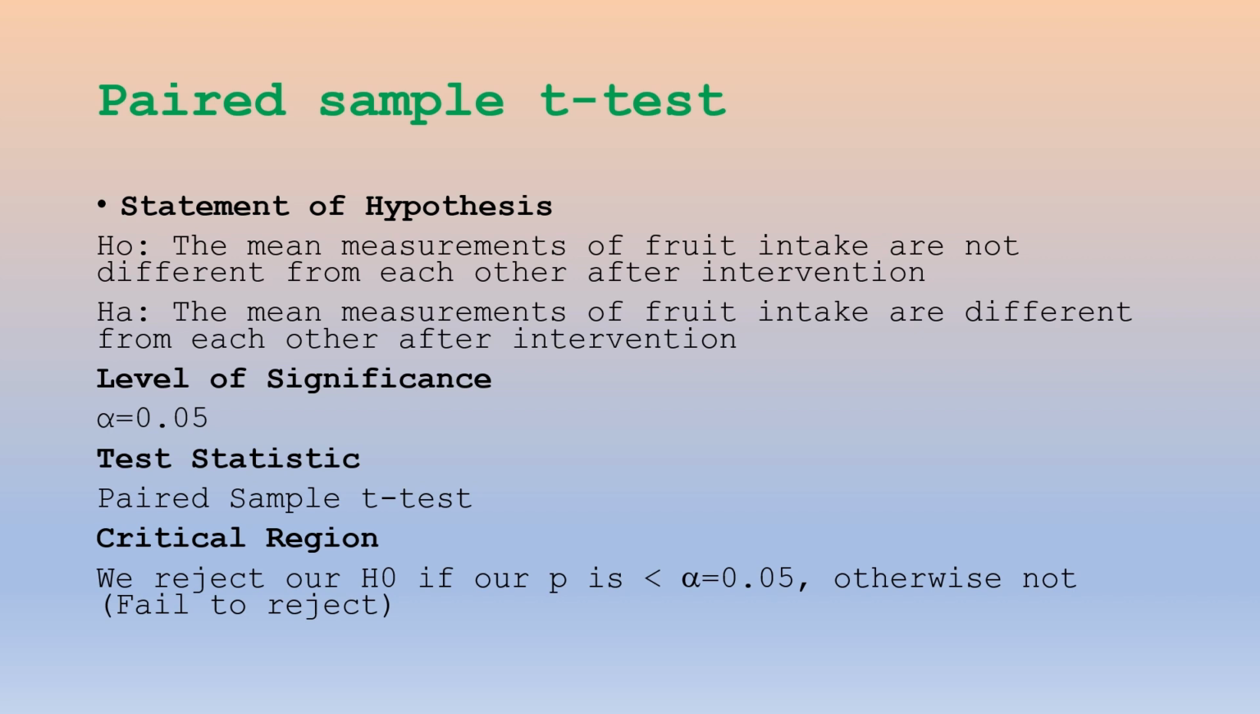Then we check the paired sample t-test. The null hypothesis is the mean measurements of fruit intake are not different from each other after intervention. The mean measurements of fruit intake are different from each other after intervention is the alternative hypothesis. Our level of significance is 0.05. Test statistics is paired sample t-test. Critical region: we reject our H naught if our p-value is less than 0.05, otherwise fail to reject.